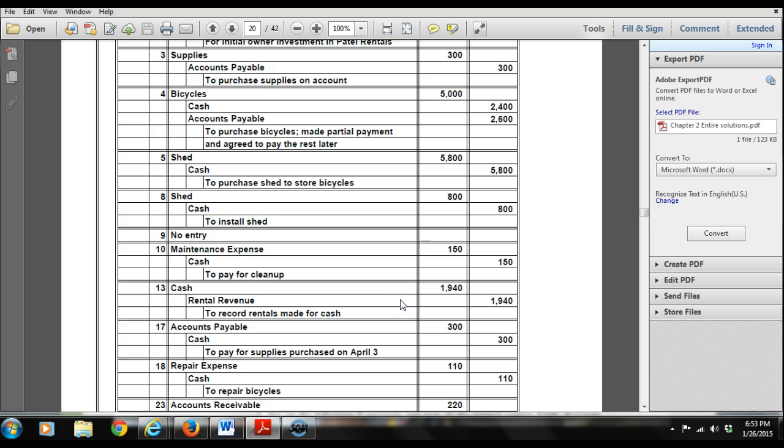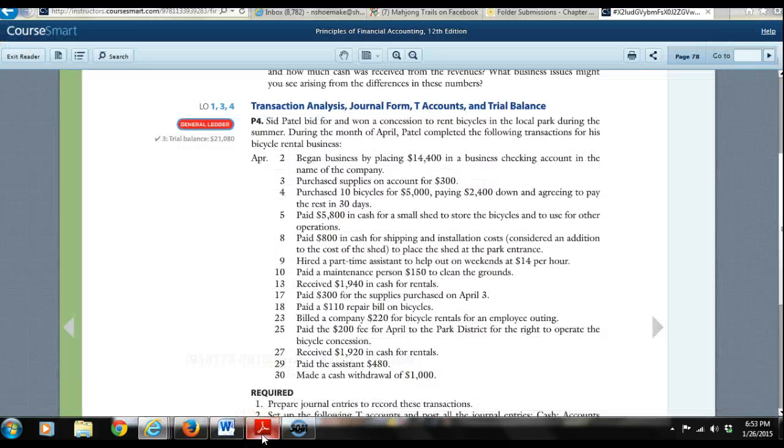Again, remember, revenues increase the owner's capital account, which will be a normal credit balance. Revenues have a normal credit balance. Next, we paid $300 for the supplies purchased on April 3rd.